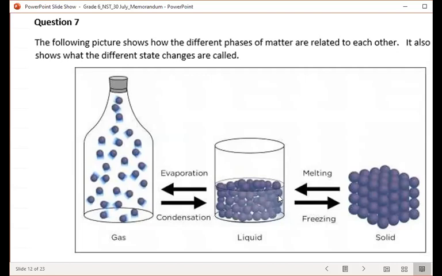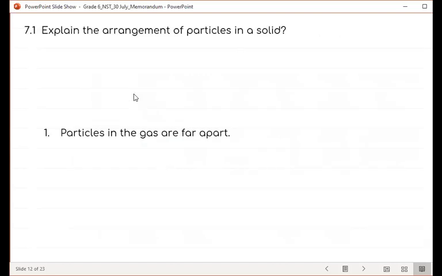Guys, this is the memo. Like imagine having the memo when writing the test. And then you have the solid turning to the liquid, which is called melting. The liquid turning to a solid is called freezing. Okay, question 7.1.